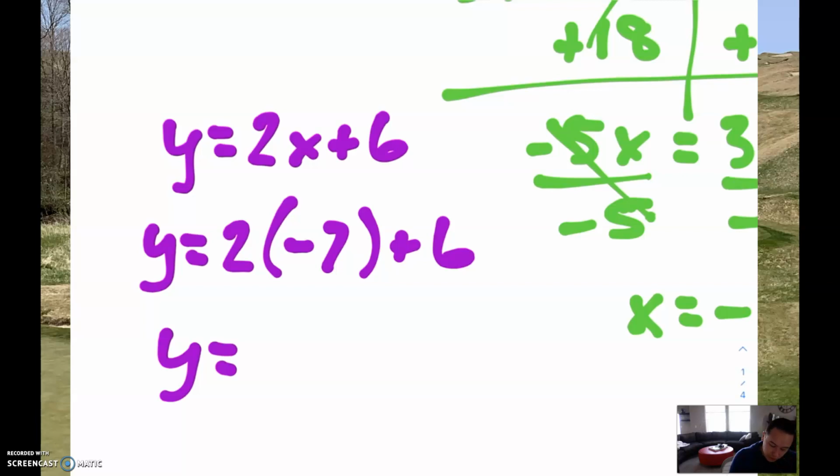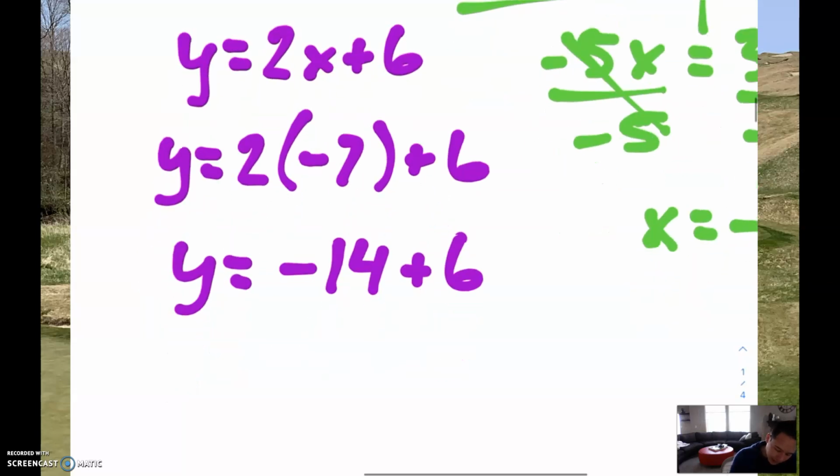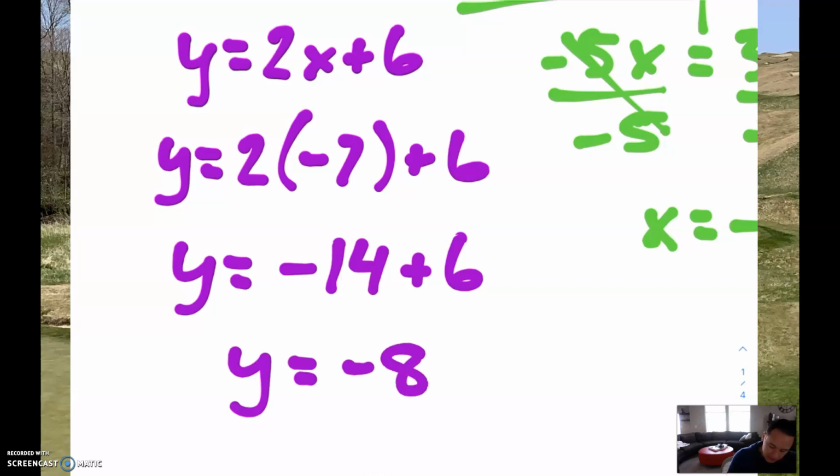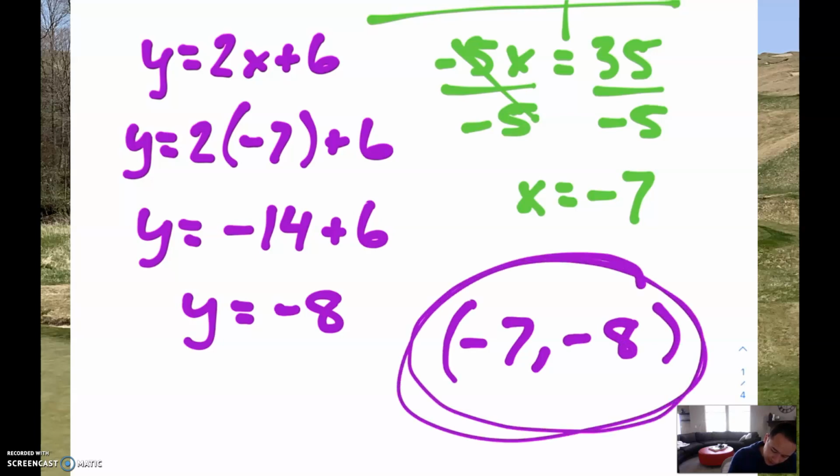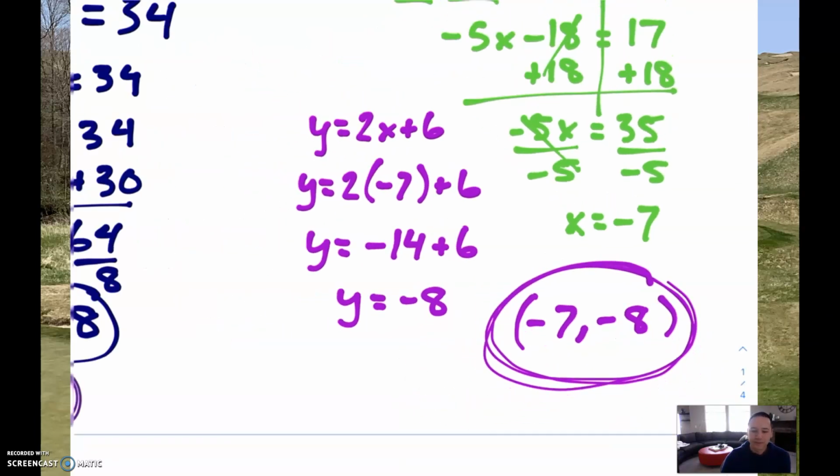If we take 2 times negative 7, that's going to be a negative 14. And if we add those together, we get y equals negative 8. So our x is negative 7, our y is negative 8, and our final answer would be written as a coordinate, (negative 7, negative 8). And there is your solution.